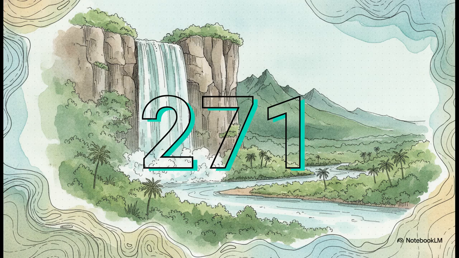271 meters. That is the stunning vertical drop of the Gursapa or Jog Falls. As streams originate up in the Western Ghats and rush down those steep hillsides towards the coast, they create incredible waterfalls. Jog Falls is formed by the Sharavati River right there in the Karnataka coastal plain.